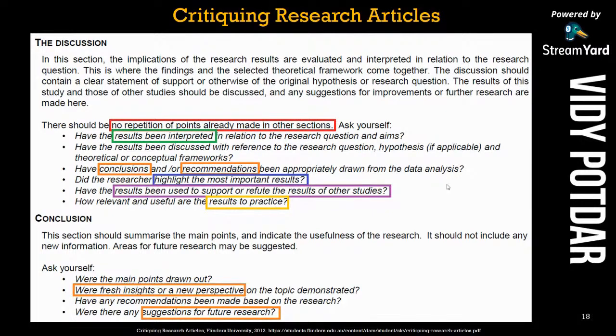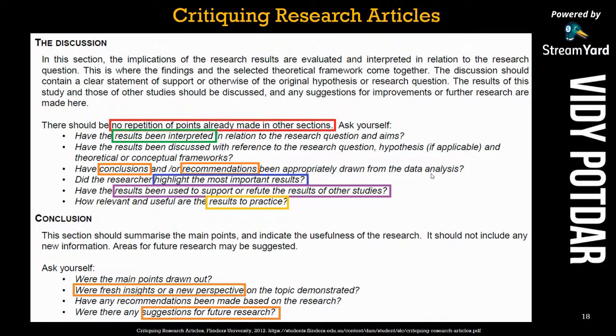Have the conclusions or recommendations been appropriately drawn from the data analysis? So data analysis you have done, that's pretty straightforward, and they would have done. What you need to pick up from the discussion section is have these been done in the appropriate manner.